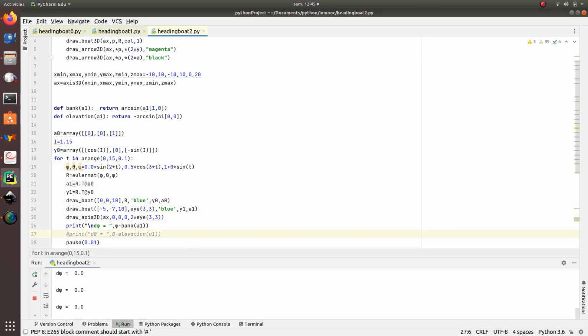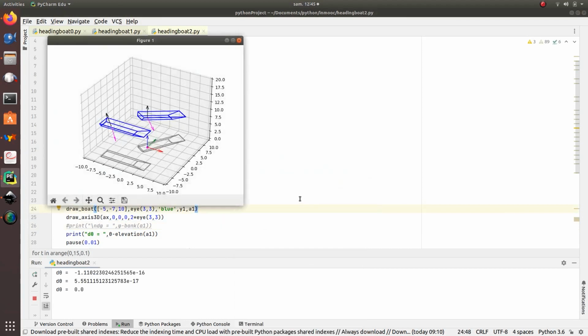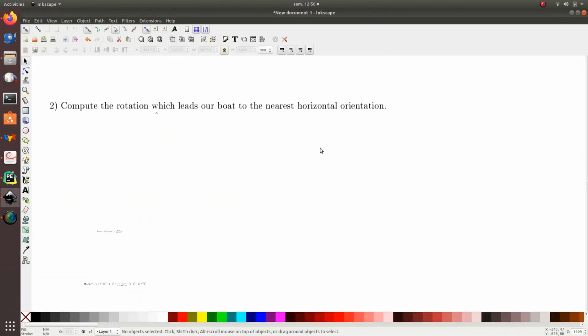I will draw here the estimation, and I can see here again that the estimation is good. Question number 2. I have to compute the orientation which leads our boat to the nearest horizontal orientation.